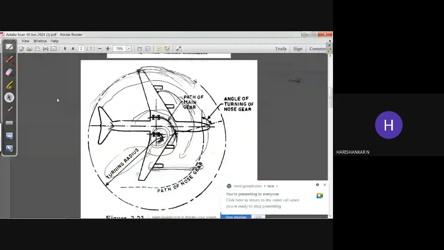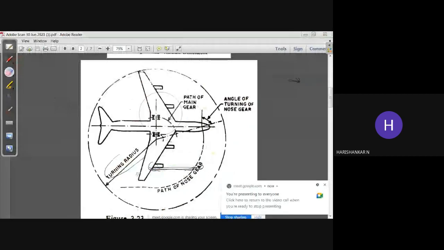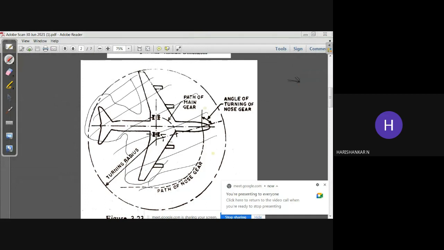So look here. All this area will be utilized by the aircraft for turning. If it simply stands here, then it has to use only this much area. So this much area will be utilized by the aircraft for simply standing, but these areas will not be used.